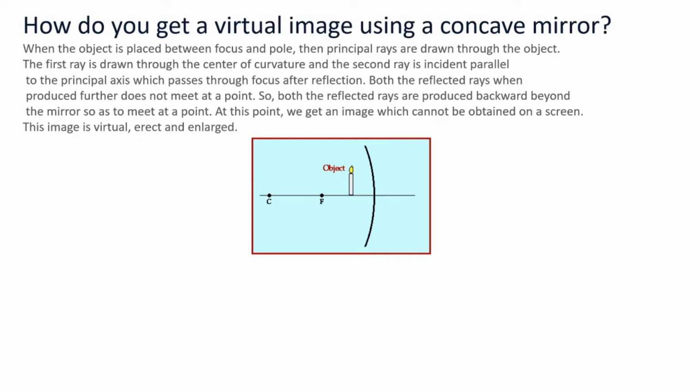This is part 2 of physical science class 10th, reflection of light at curved surfaces. How do you get a virtual image using a concave mirror?